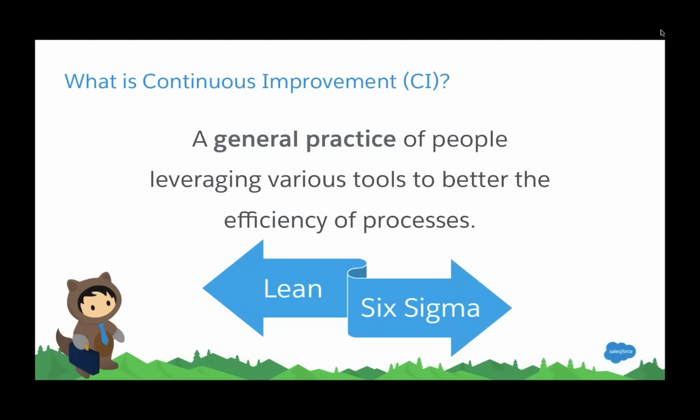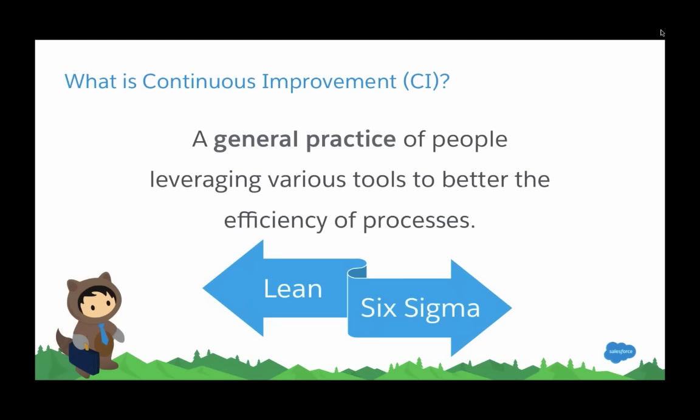As the name CI implies, this is an unending initiative. It's continuous. It doesn't end. So CI, in my definition and the definition of many others, is a general practice of people leveraging various tools to better the efficiency of processes. So various tools. We've all heard terms like Six Sigma. We've all heard terms like lean or agile. If you're in production operations, maybe it's SMED or JIT, just-in-time technology, or JIP, just-in-time production. There's a billion variables on those, but it's a general practice is what it is. And like I said, it's unending.